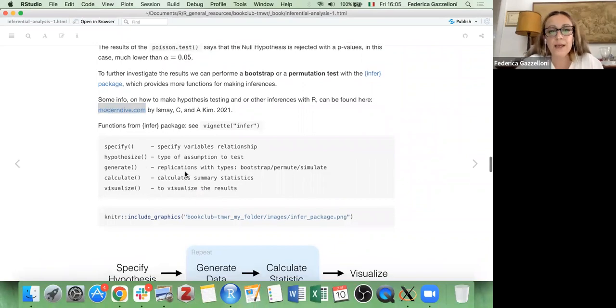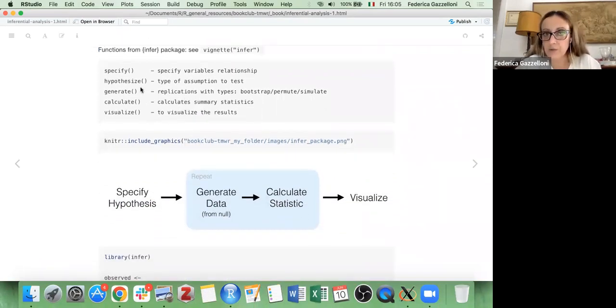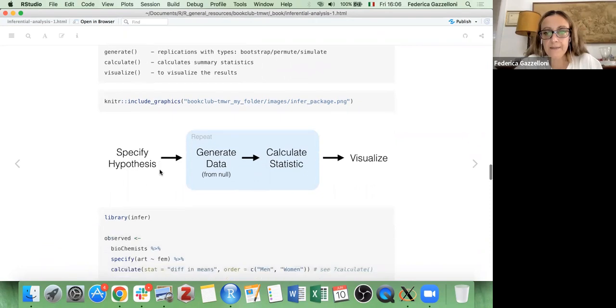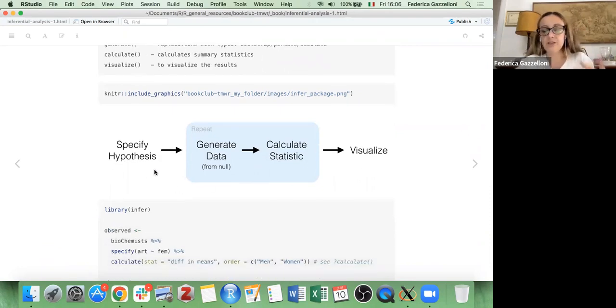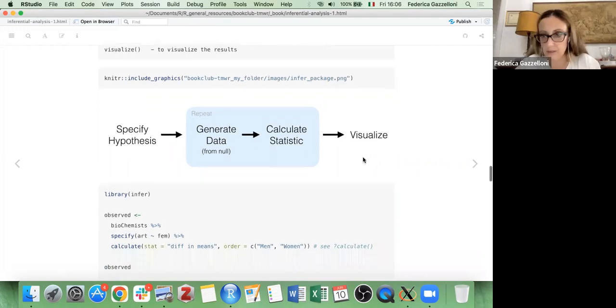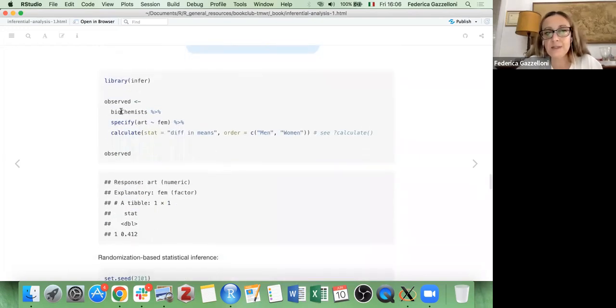So we have this function that we can use for bootstrapping and making inferences with tidymodels. We do bootstrapping and then specify which type of model we would like to use. The structure is that you specify, generate bootstrapping, then calculate your statistics, and then visualize the result. So basically, with our biochemists data, we specify, for example, the number of articles and the gender.